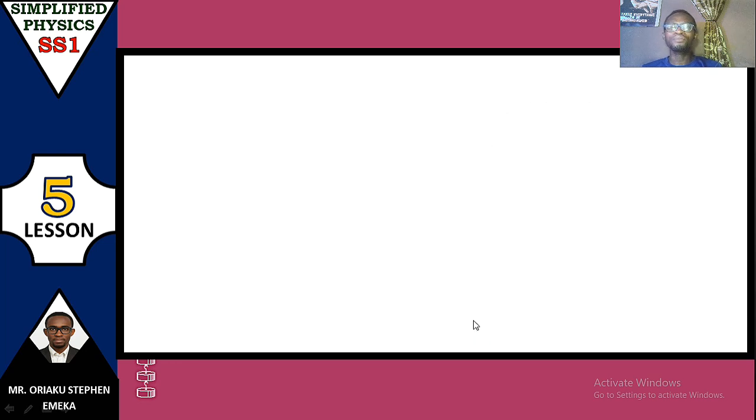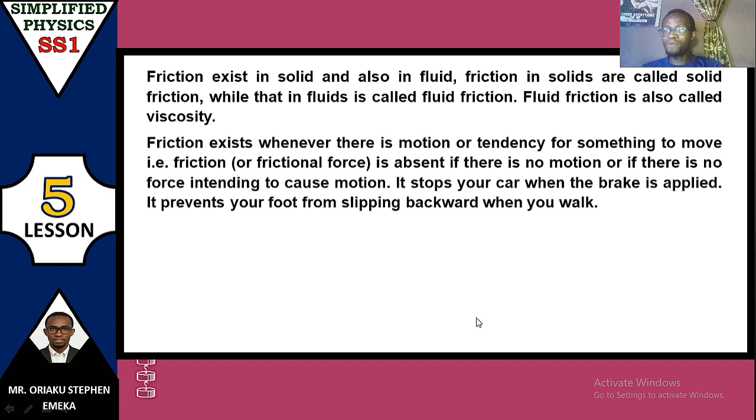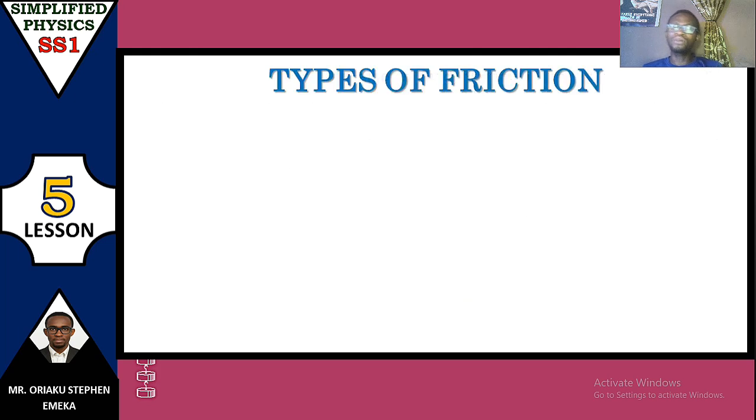So we also know that friction occurs both in solid and in what? Fluid. Now for solid it's called solid friction, while for fluid it's called fluid friction, which is also called what? Viscosity. Now we should note that anytime there is motion, friction is always present. Whenever you see motion, a body is trying to move, a body is trying to stop motion, there is always what? Friction.